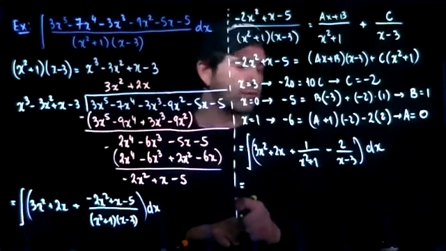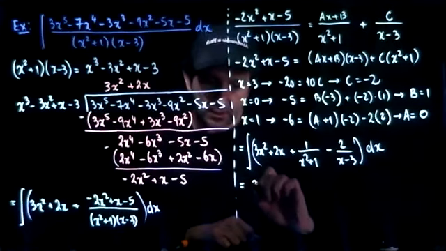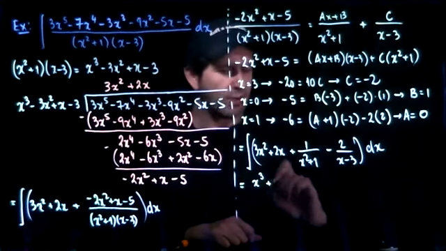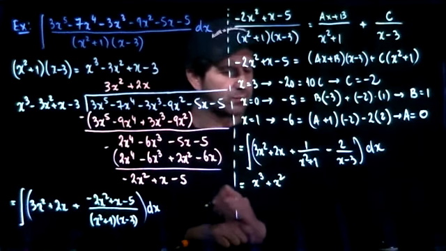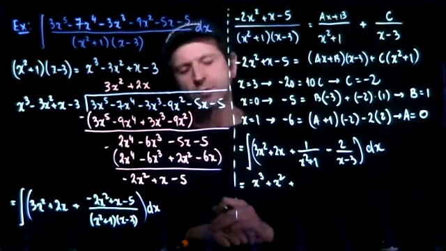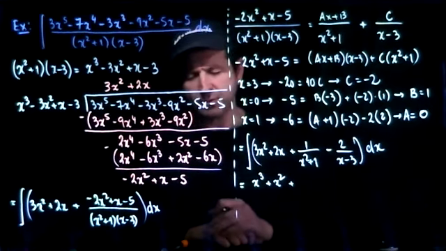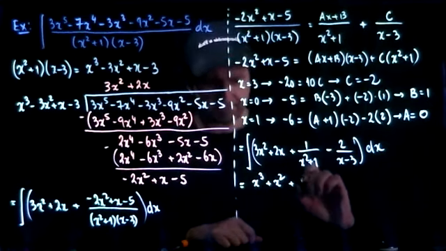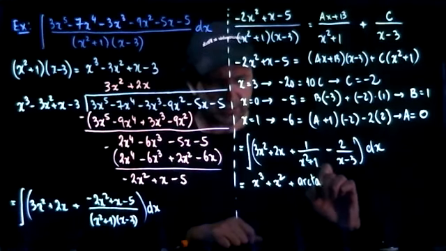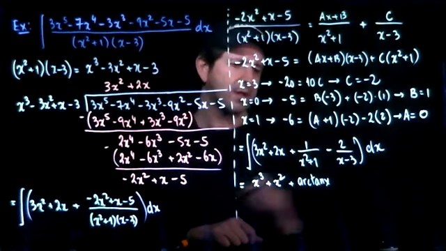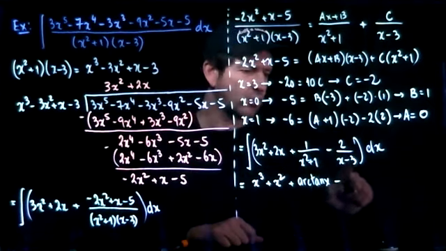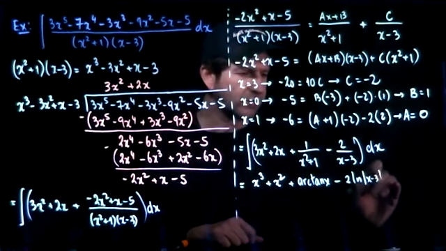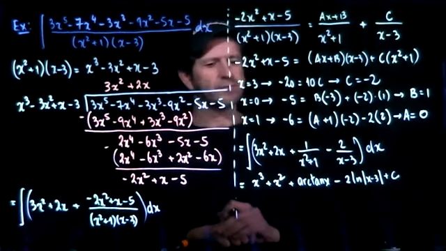So what's the antiderivative of 3x2? That's just x cubed. The antiderivative of 2x, that's x2. The antiderivative of 1 over x2 plus 1 is what? This is the arctan of x. And minus, and here if you do a substitution, you will get 2 times ln of the absolute value of x minus 3 plus c. And that's my answer.